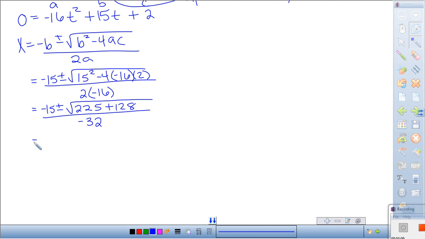Okay, we're almost there. So equals negative 15 plus or minus the square root of, what is 225 plus 128?